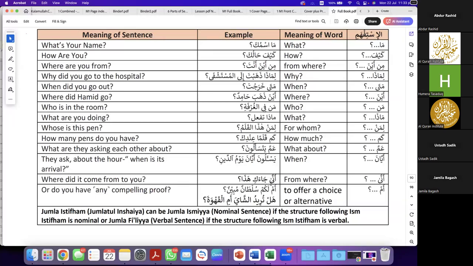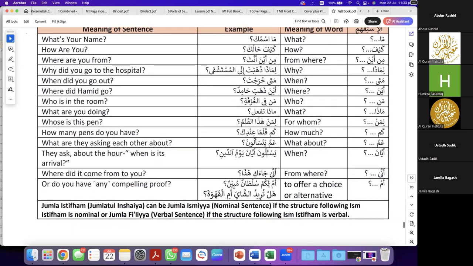Okay, jazakallah khair. Next one is anna. From where? Anna ja'aki hadha. Where did it come from to you? And notice this ja'aki is feminine. Anna ja'aki hadha. Anything you want to add to that, Dr. Mahmoud? No, it's fine.